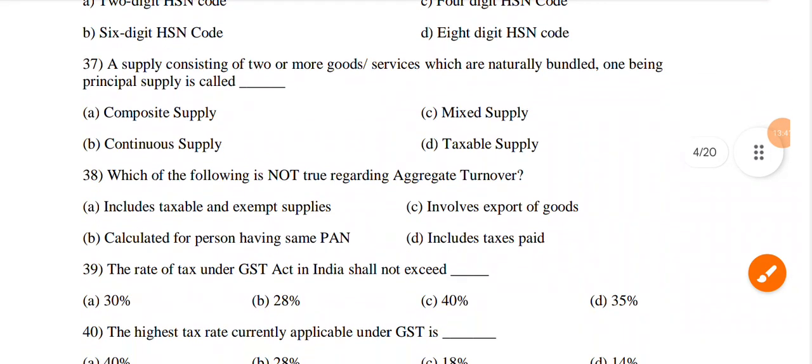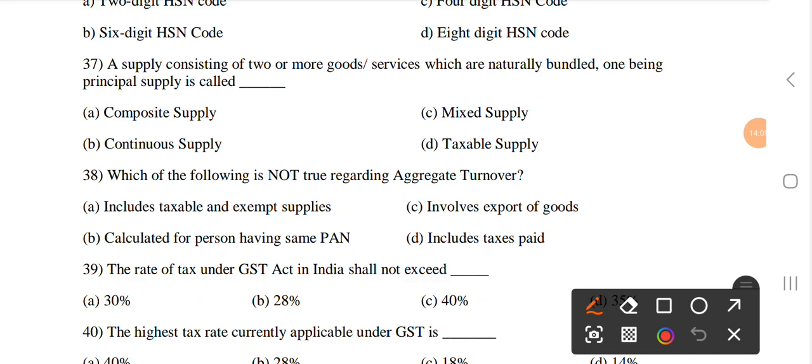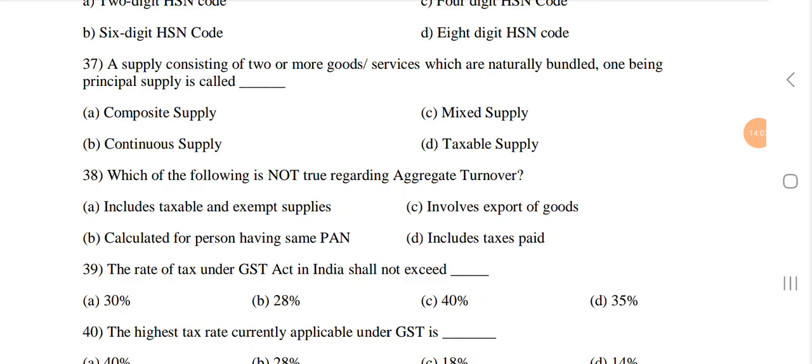Next question. A supply consisting of two or more goods and services which are naturally blended, one being principal supply, is called dash. Option A composite supply, B continuous supply, C mixed supply, and D taxable supply. The correct option is A composite supply.